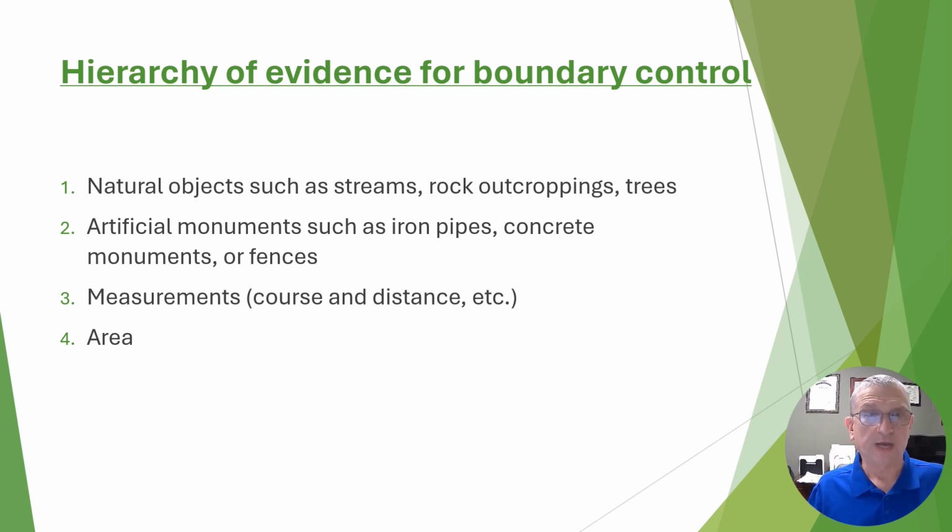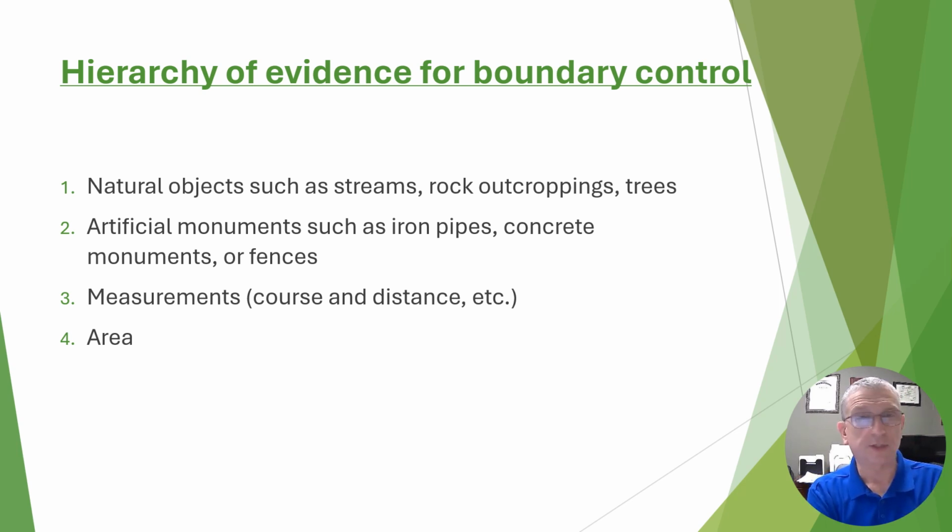So in general, the hierarchy for boundary control, this is found in most every textbook, code section, sometimes court rulings. Number one, the highest control is natural objects such as streams, rock outcroppings, and trees, because they're less likely to be moved or counterfeited. Of course, a stream is a riparian boundary, which brings its own flavor of law.